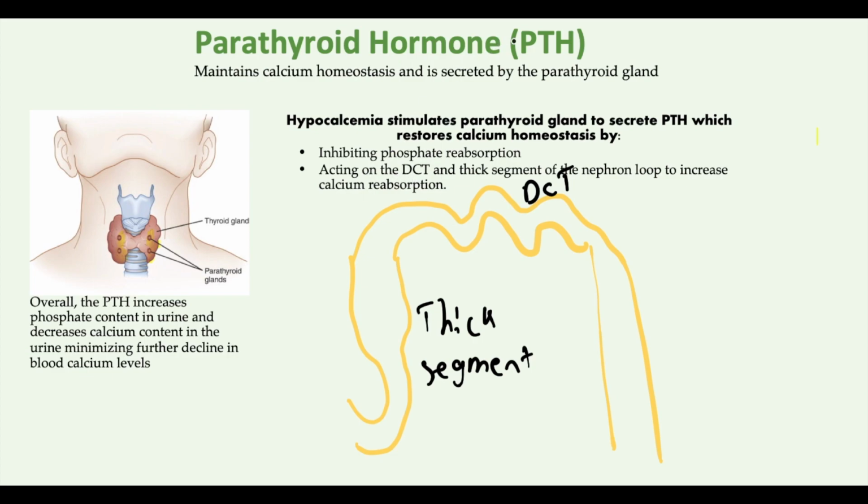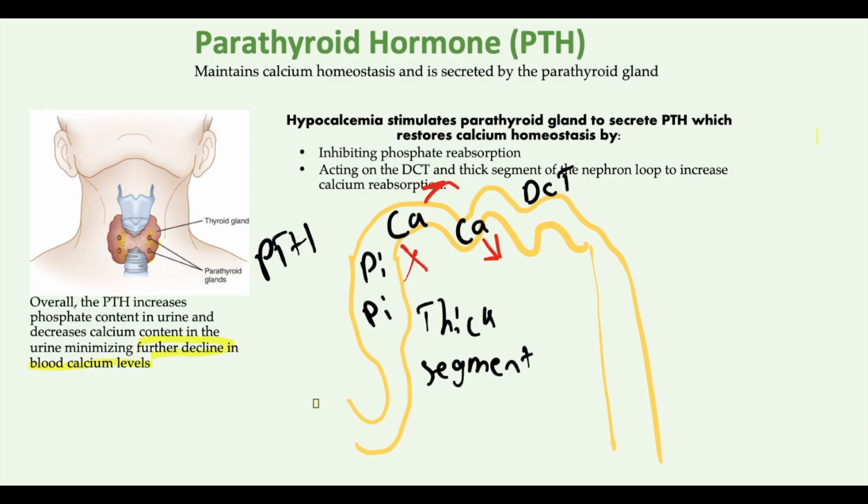So as we talked about, the PTH or parathyroid hormone inhibits phosphate reabsorption. So we have phosphate right here, and the parathyroid hormone rejects their invite into the reabsorption. They also act on the distal convoluted tubule and the thick segment of the nephron loop to increase calcium reabsorption. So basically, parathyroid hormone hates phosphate but will allow in calcium reabsorption. So overall, the parathyroid hormone increases phosphate content in the urine and decreases calcium content in the urine, minimizing further decline in blood calcium levels. So the one thing to learn from here is that the parathyroid hormone just maintains calcium homeostasis and tries to minimize the decline of the blood calcium levels.